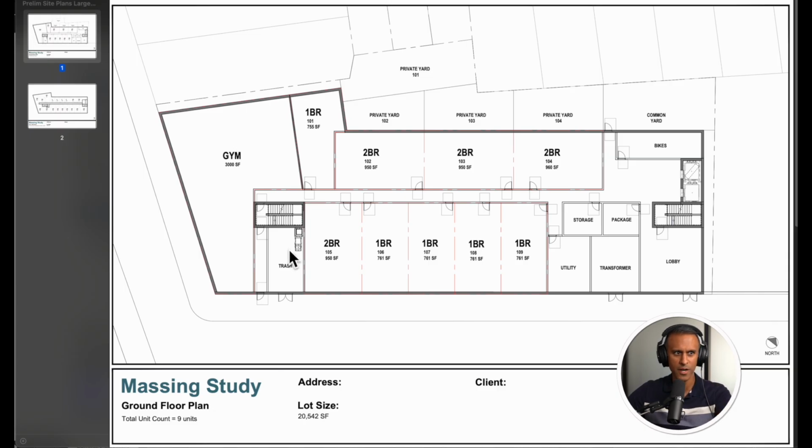So that was one thing. And we have a trash chute room. Trash chutes are something that are important because, like a stairwell, they cut through the entire building. They go all the way up to the roof, and so they affect all the layouts on the upper floors.